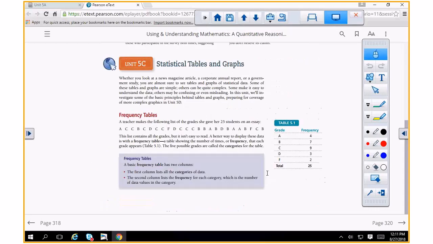5C, statistical tables and graphs. Frequency table, frequency distribution. A frequency distribution is a 25-cent word for a table. This is a frequency distribution. It's a 25-cent word for a table that represents what?